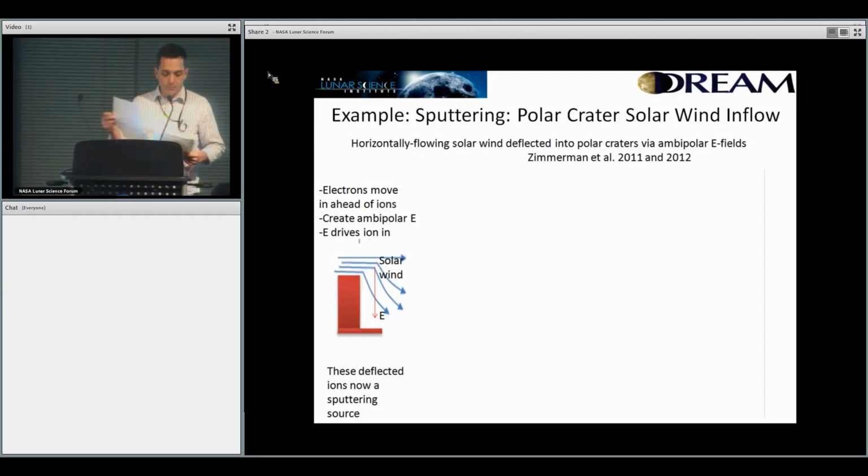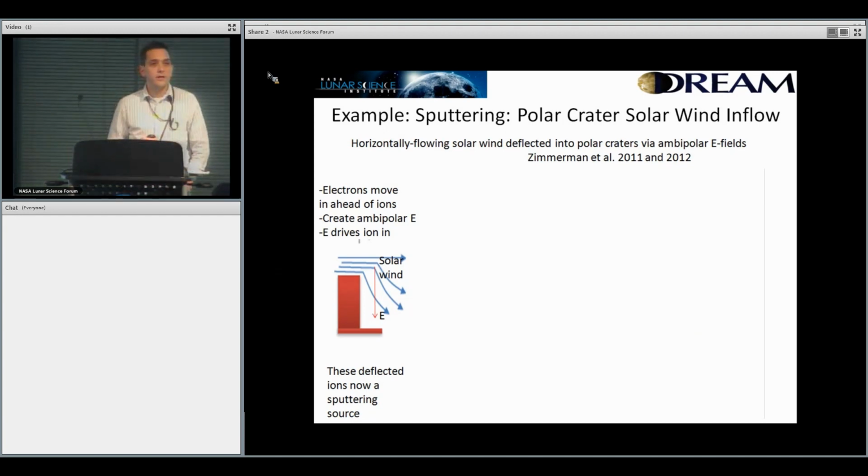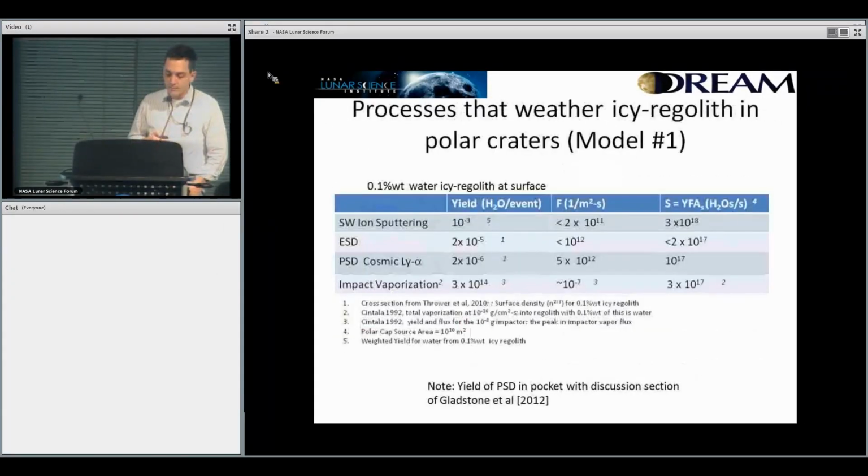Okay, so I have one example here of one of the processes that we are modeling, that we're considering as a source for the polar water fountain. And I showed this movie yesterday. This is basically where the horizontally flowing solar wind is deflected into polar craters via plasma physics processes. And of course, you'll see in this quick video the solar wind flowing by horizontally. The electrons will rush into the crater in the top panel, creating an ambipolar electric field that you'll see in the bottom panel, and the ions will follow behind. And there the ions are blue, and they're following in behind.